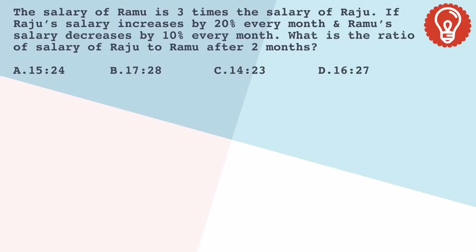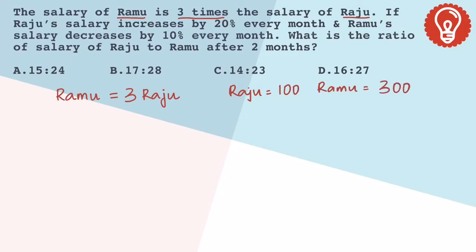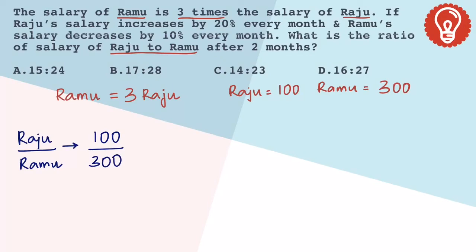Okay, first things first, Ramu's salary is 3 times Raju's, and that means if Raju's salary is 100, then Ramu's salary is 300. And because we are asked to find the ratio of Raju to Ramu, let's take Raju in the numerator and Ramu in the denominator. Now this guy is 100 and he gets 300.